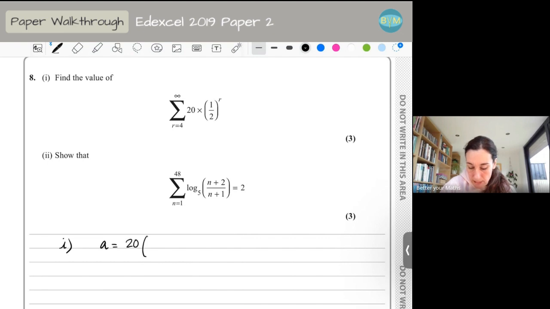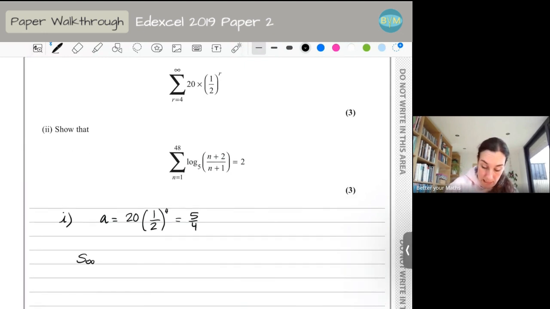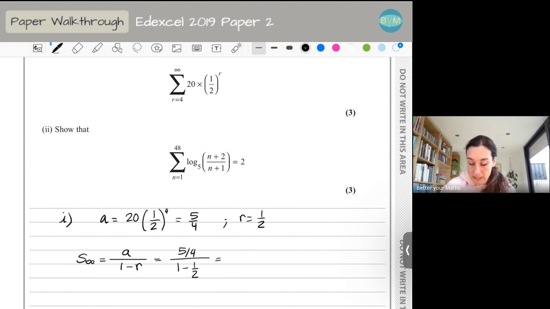So it's going to be 20 times 1/2 to the power 4. That's the first term. So I have 20 divided by 2 to the power 4, which is 5/4. That's my first term, and that's what I need in the formula. The formula says a, the first term, divided by 1 minus r, and r is the common ratio. So r is 1/2. So this is going to be 5/4 divided by 1 minus 1/2. So 5/4 divided by 1/2 is 5/2, no? 2.5. That's the sum of infinite terms of that series.